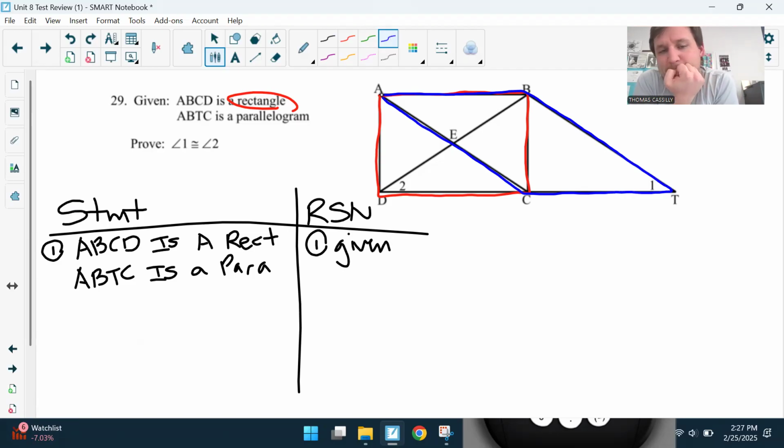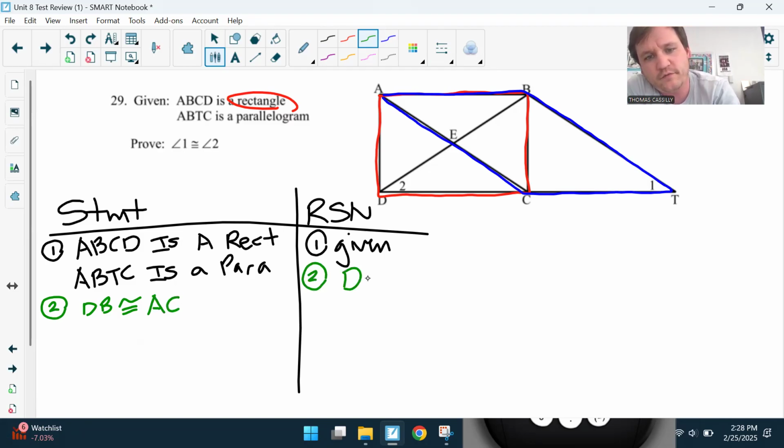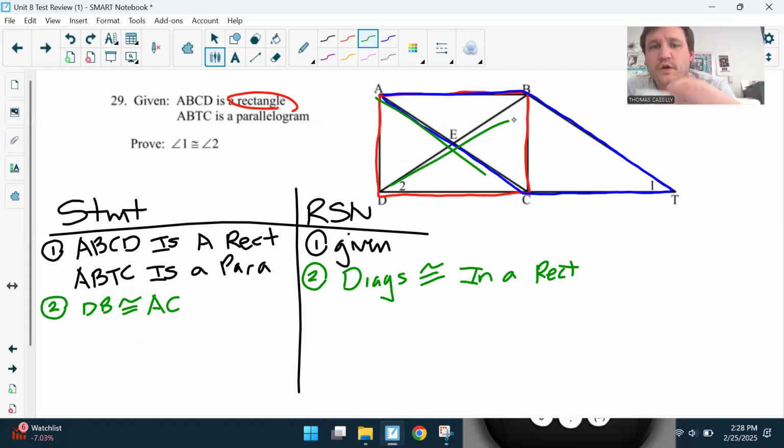All right. How do we want to go about doing this one? I'm going to go with the shortest way that I see. All right. So step 1, or I guess step 2. I'm going to say DB is congruent to AC. All right. And I know diagonals are congruent in a rectangle. So those two are congruent.